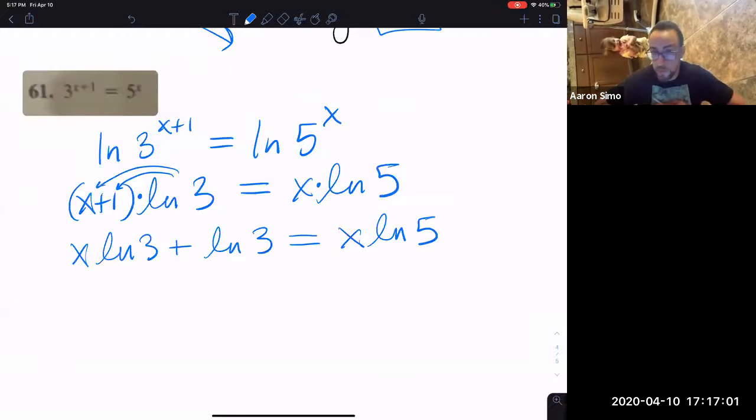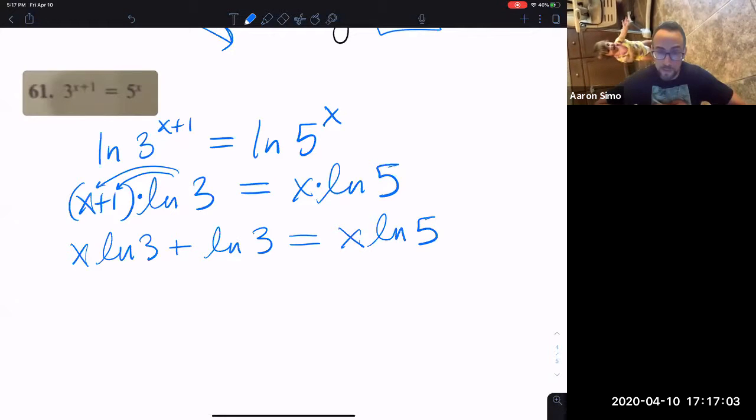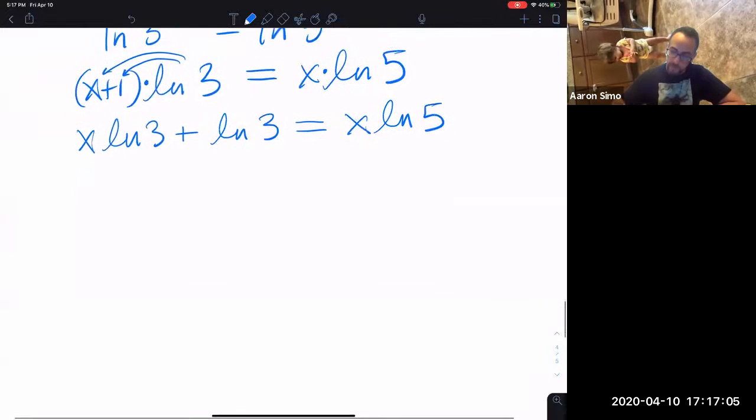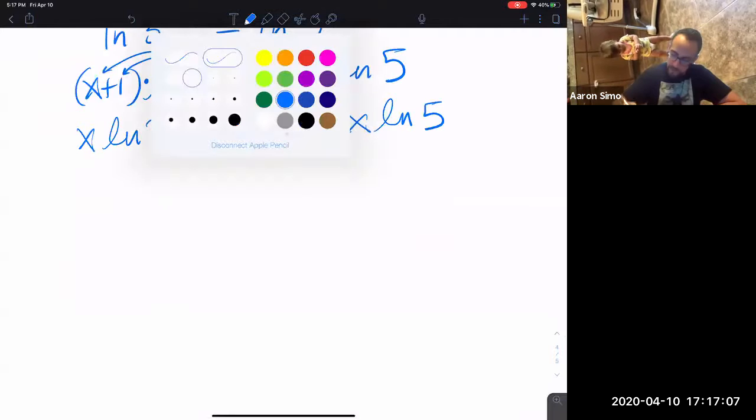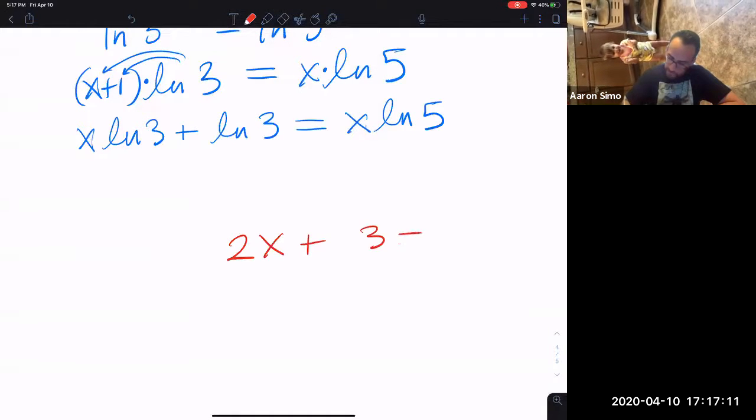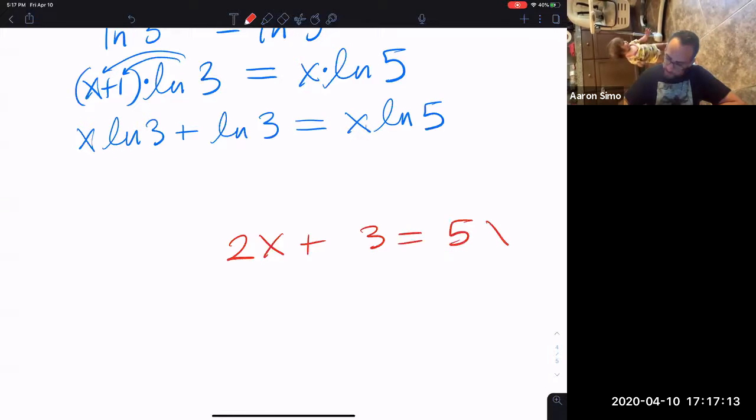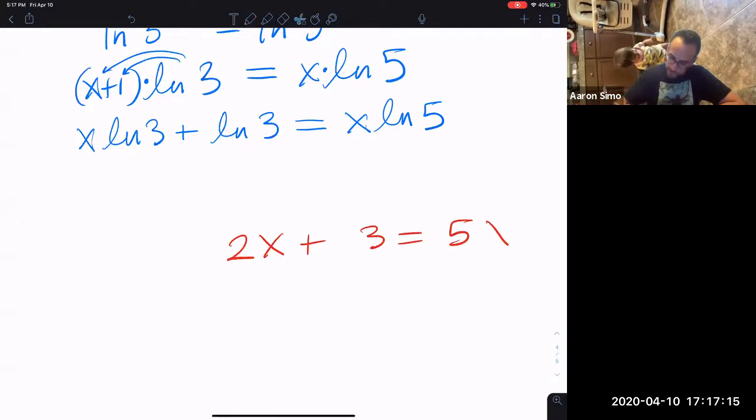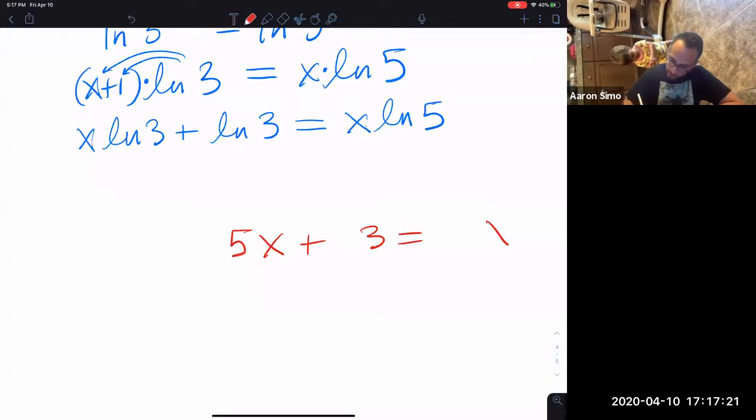I'll give you a hint. Just think all algebra at this point. Let me show you something. What if the question was 2x plus 3 equals 5x? Or let's change this: what if the question was 5x plus 3 equals 2x? What would you do?